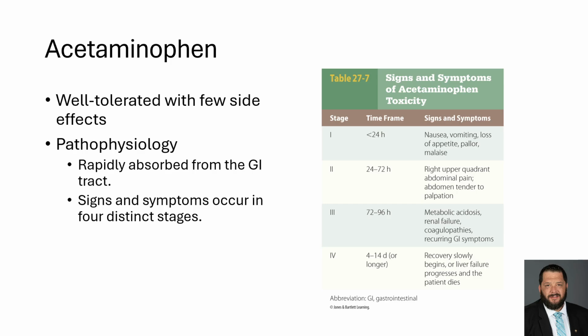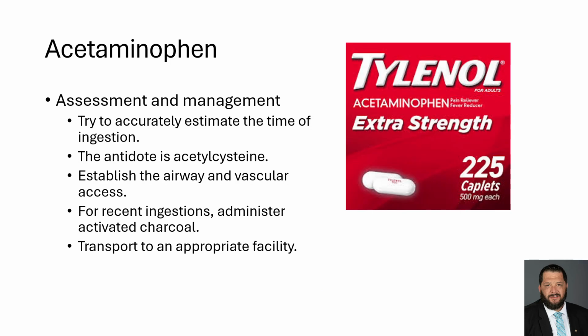Stage 3 will be metabolic acidosis with renal failure and coagulopathies, and that can be 72 to 96 hours. And then stage 4 is 4 to 14 days, where liver failure progresses, and patients ultimately can die. This is a very, very painful and long-term pathology for patients who oftentimes with Tylenol overdose have attempted suicide. Recovery is very, very difficult for these patients.